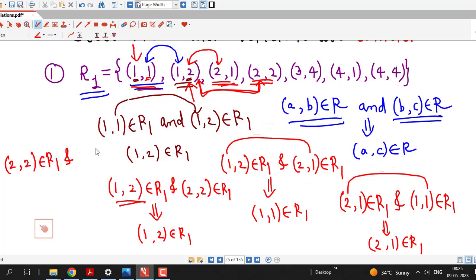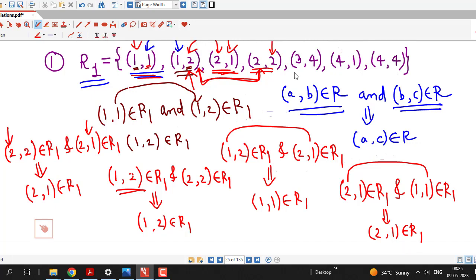(2, 2) belongs to R1. The second component is 2, and here the first component is 2. So we can consider these two pairs. (2, 2) belongs to R1 and (2, 1) belongs to R1. So this must imply (2, 1) belongs to R1. So that is also satisfied here. (2, 1) belongs to R1.